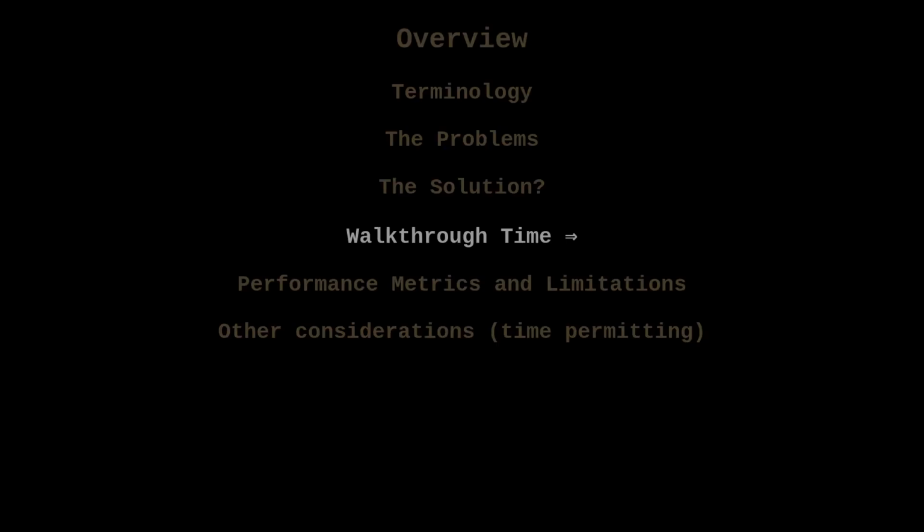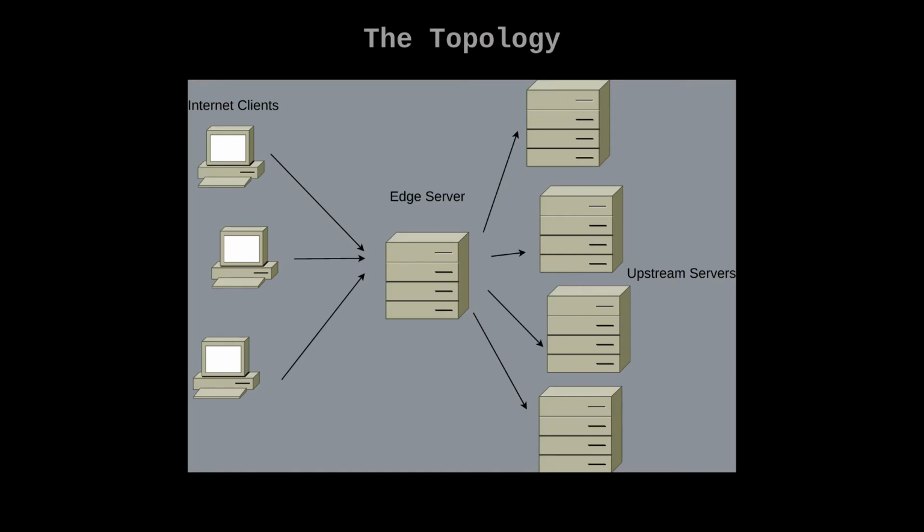Alright, so this sounds wonderful. How does it actually work? A little bit of nomenclature again. Your clients are the machines out on the internet that are sending requests trying to connect to some host name. They go to the edge server, and that's just a convenient way to distinguish the edge server from upstream servers. Upstream servers are, of course, your actual websites, example.com, test.com, etc., all hosted off of the same physical box.